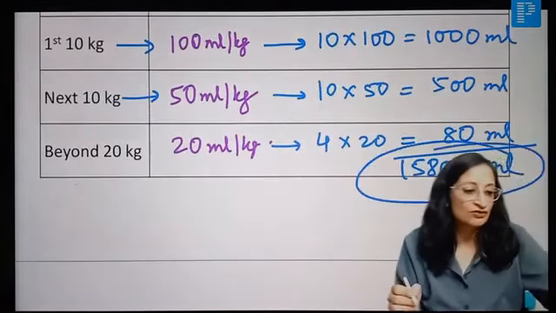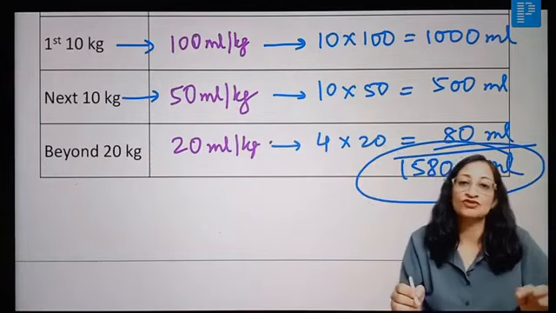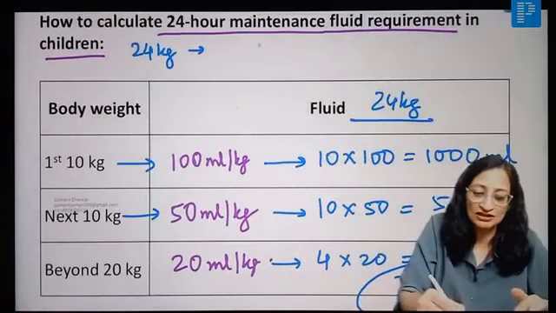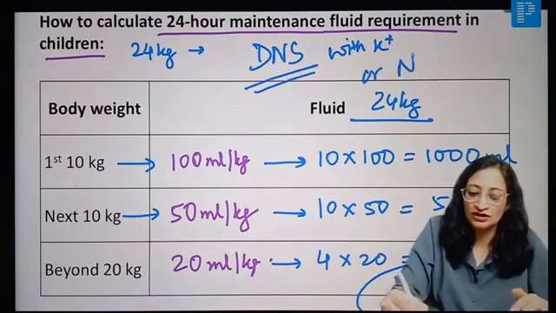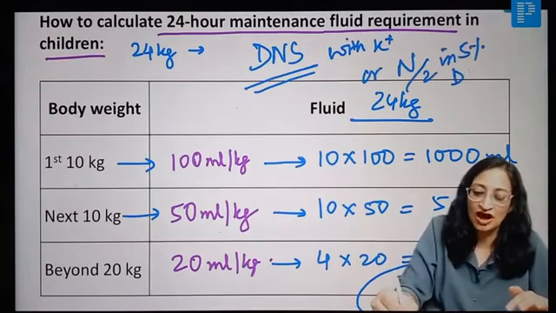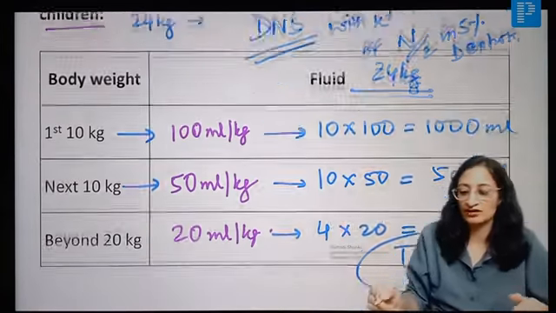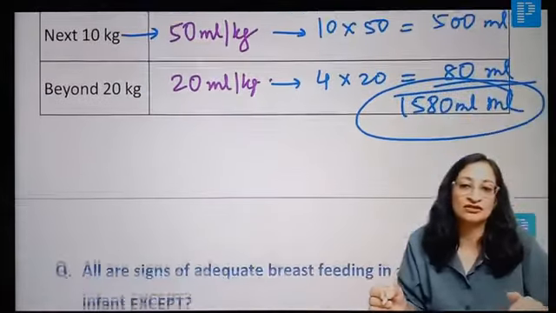The fluid of choice in children nowadays is believed to be DNS, dextrose normal saline, with added potassium. If that is not there in your options, you can choose N/2 in 5% dextrose, that is half normal saline with dextrose with added potassium. So that is how you calculate it, right?